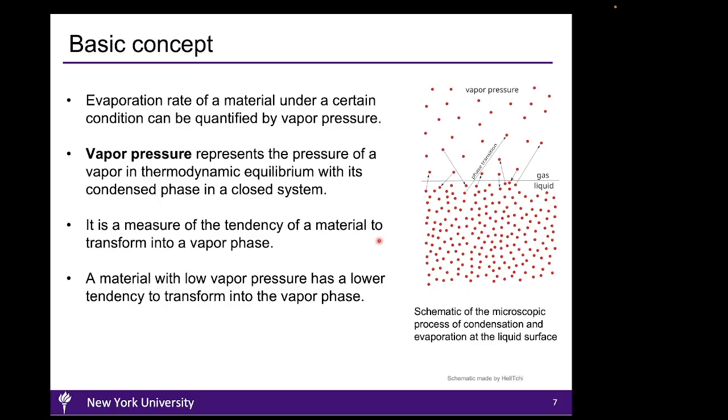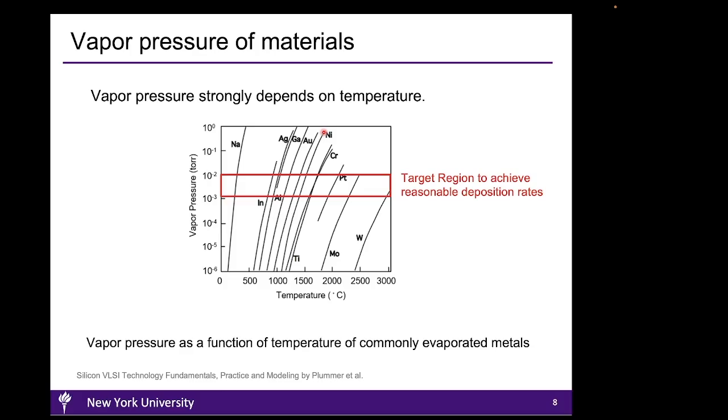The evaporation rate of a material under a certain condition can be quantified by vapor pressure. Vapor pressure represents the pressure of a vapor in thermodynamic equilibrium with its condensed phase in a closed system. For example, a material with low vapor pressure has lower tendency to transform into the vapor phase. In contrast, higher vapor pressure indicates greater tendency for higher evaporation rates. The plot here shows the vapor pressure of several metals versus temperature.